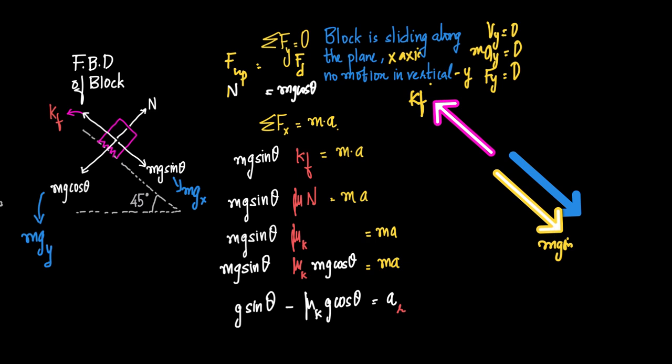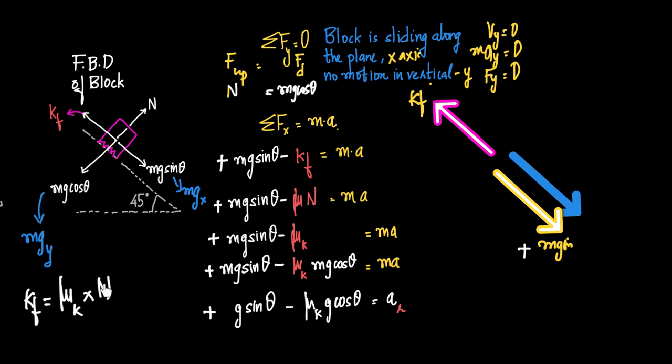Along the net direction of motion, we take it to be positive, and therefore we'll write it as plus mg sin theta minus kf. And what is kf? Kinetic friction is coefficient of kinetic friction times the normal reaction.